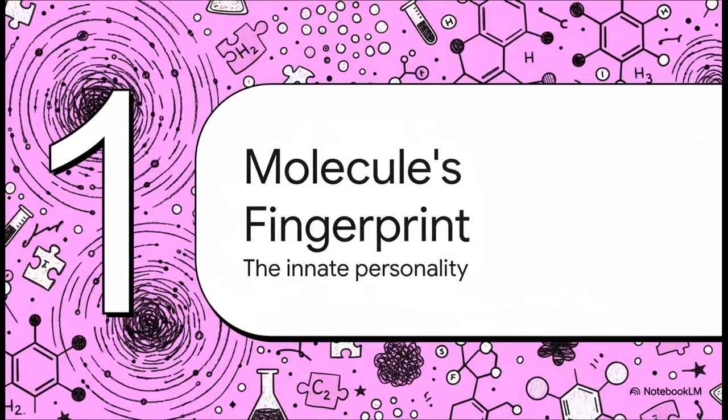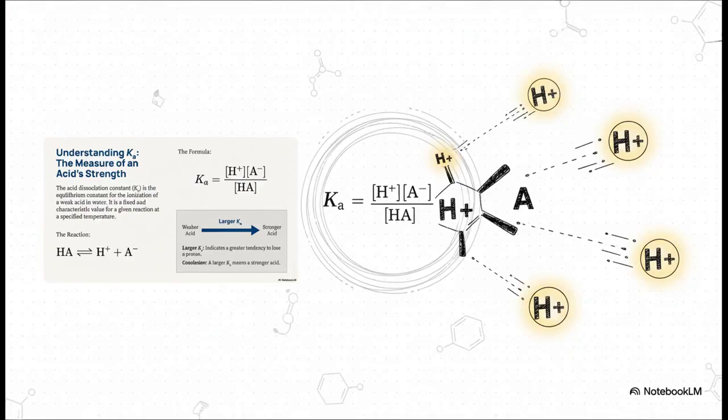All right, so to understand that super delicate balance, we've got to start with the molecule itself. Think of it like a character in a story, right? We need to figure out its innate personality, its fundamental chemical fingerprint, before we can even begin to predict how it's going to act on the stage of life. So, our first tool for figuring this out is something called the Acid Dissociation Constant, or Ka for short. The easiest way to think about it is as a measure of a molecule's generosity with its protons. As you can see here, a bigger Ka value means it's a stronger acid. It's way more willing to just give away that hydrogen ion.